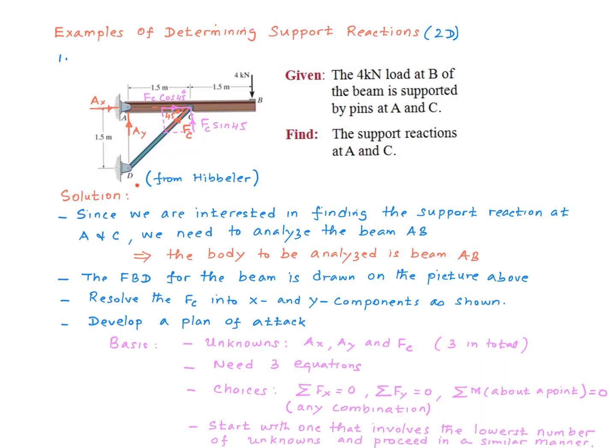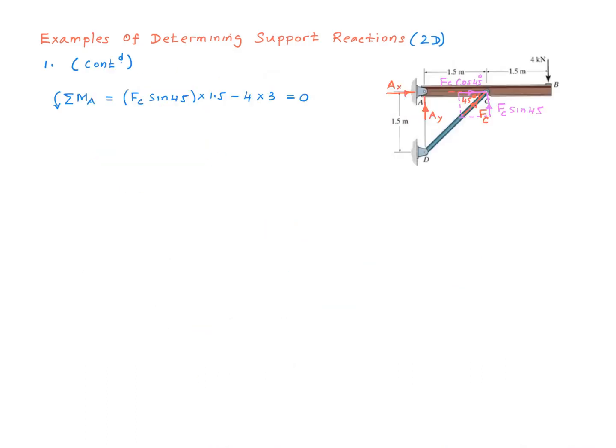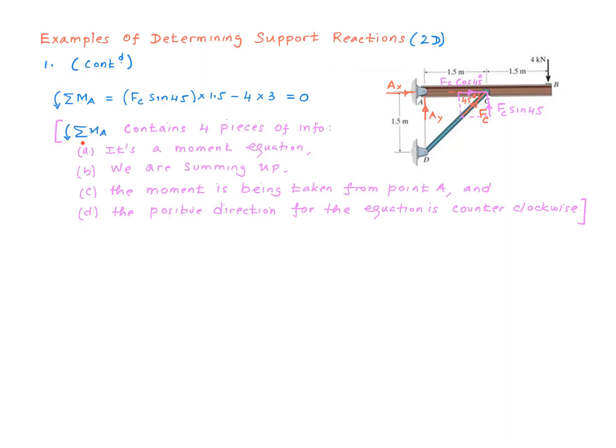So out of the three choices we just talked about, the last one is the best. So let's start with that. So here's my equation. I want you to get in the habit of writing this. This symbol contains four pieces of information that are important, that defines exactly what we are doing very, very clearly. Number one, the use of the letter M says it's a moment equation.